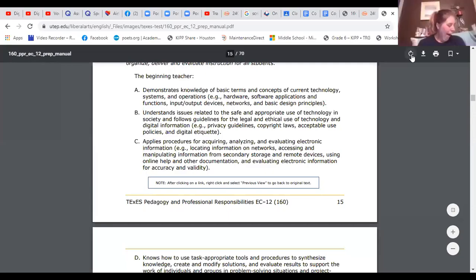So you need to know basically the terminology and the use of hardware, software applications, functions, input, output devices, networks, and basic design principles. So just like the basic stuff, that's it, very basic. Understand issues related to safe and appropriate use of technology in society and follow guidelines for the legal and ethical use of technology and digital information. So that's privacy guidelines, copyright laws, acceptable use policies, and digital etiquette.